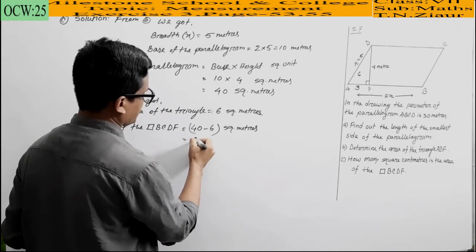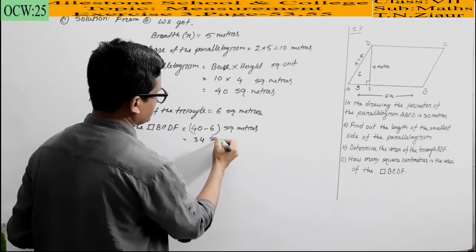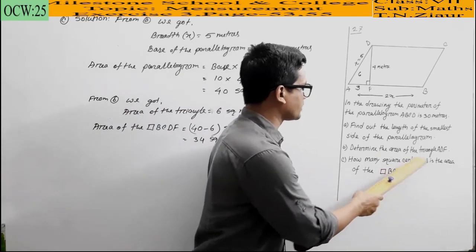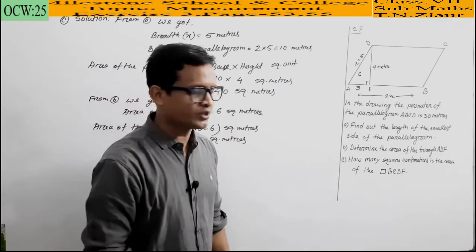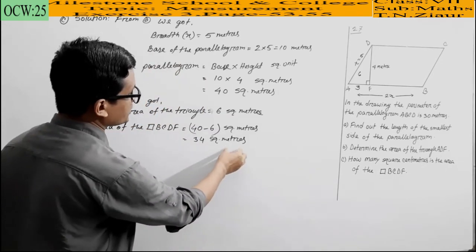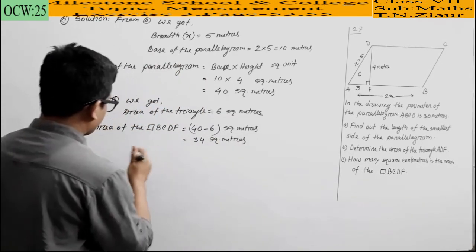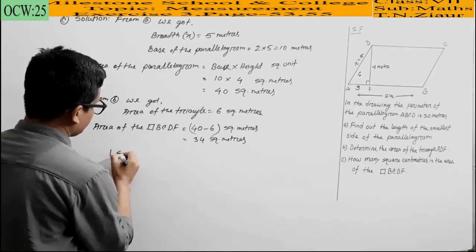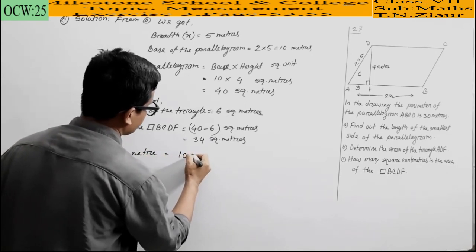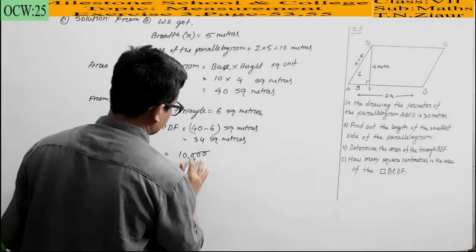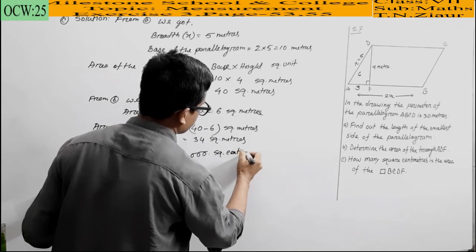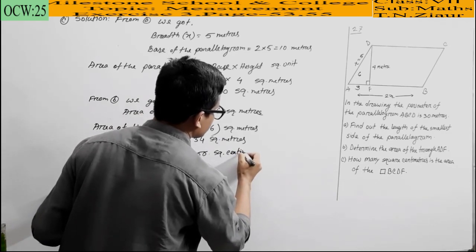So what will it be? 34 square meters. But in the question, it is given in square centimeters, not square meters. So now what will you do? We know 1 square meter is equal to how many centimeters? Okay, now we know 1 square meter is equal to 10,000 square centimeters.